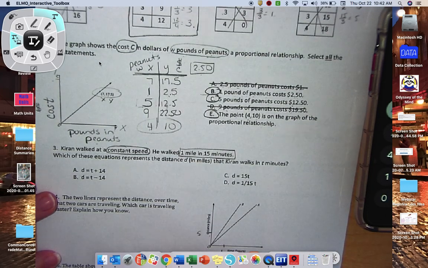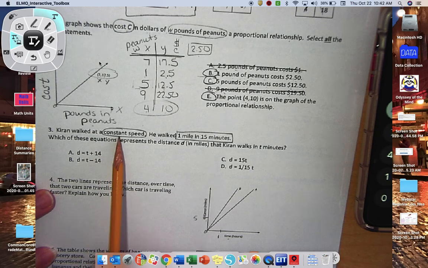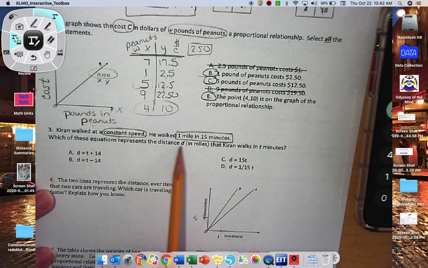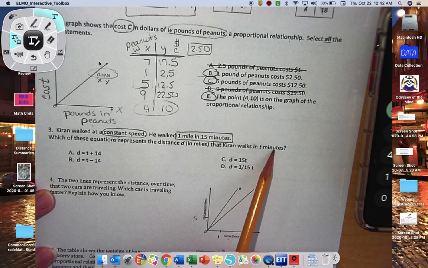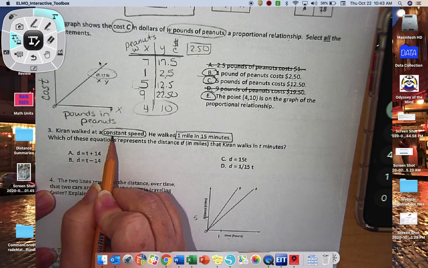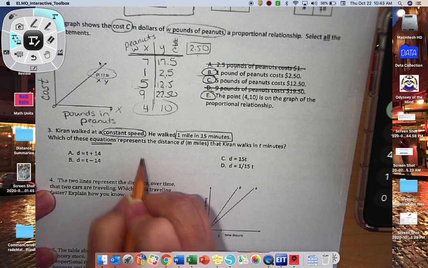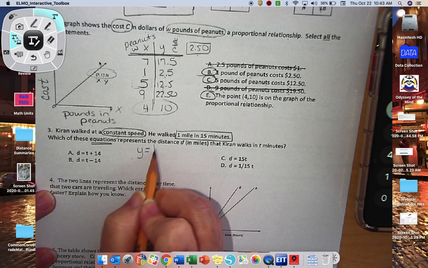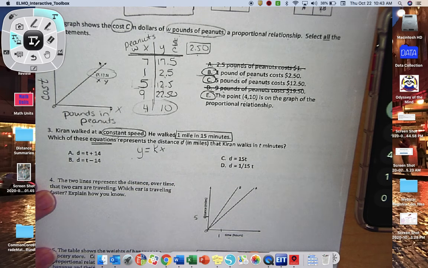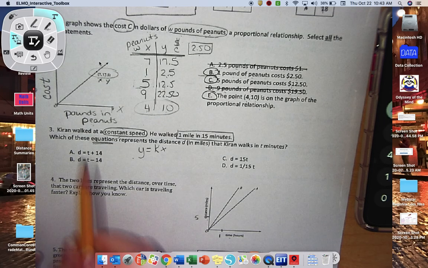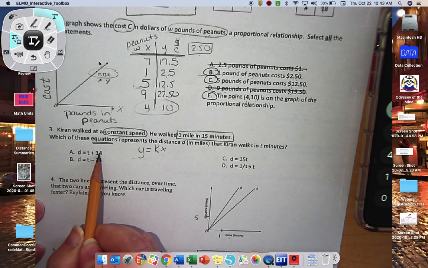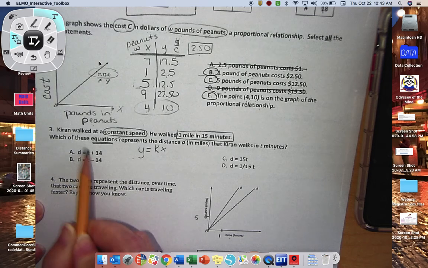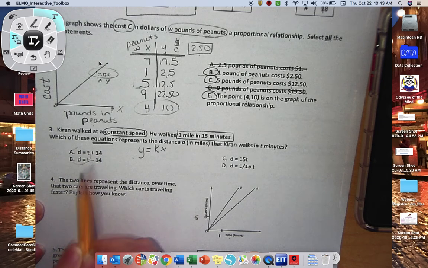Okay. So number 3 says Kieran walked at a constant speed. He walked 1 mile in 15 minutes. Which of these equations represents the distance d in miles that Kieran walks in t minutes? Well, first of all, the fact that it's a constant speed, and we're talking about equations, we've mentioned several times that your equations absolutely have to always be in the format of y equals kx. Always, always, always. There's 2 choices here you can automatically eliminate. Choice A and B, because this says plus 14 and this one is minus 14. So whatever I do to the t and the d, that can stay proportional, but once I start adding things in there, it doesn't work out.